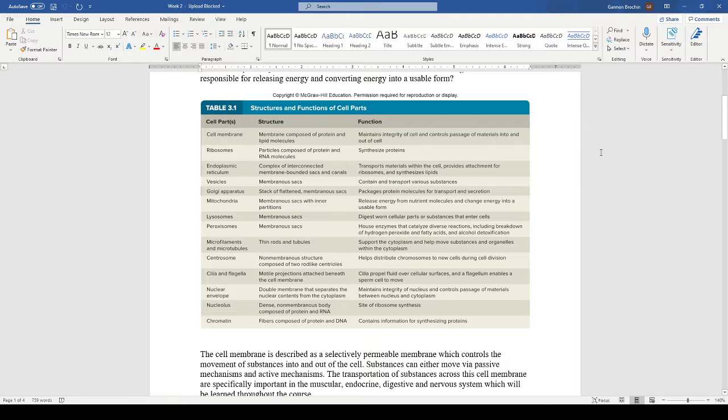The ribosome, though, its job is to take instructions from the DNA in the form of messenger RNA, and it's going to make proteins based on the DNA, okay?